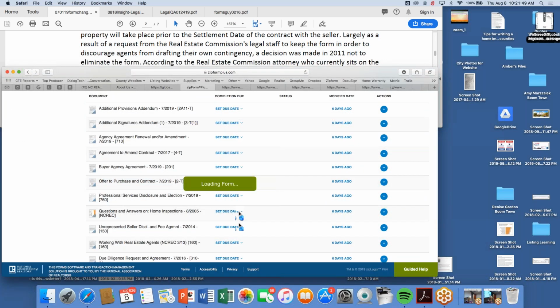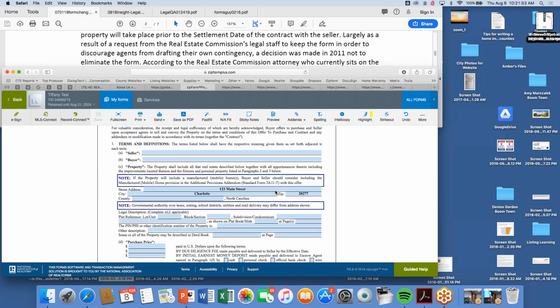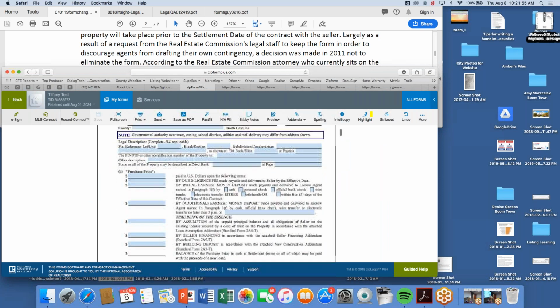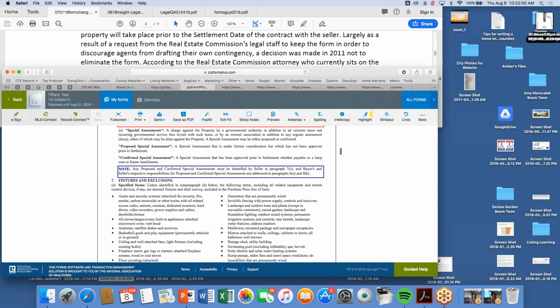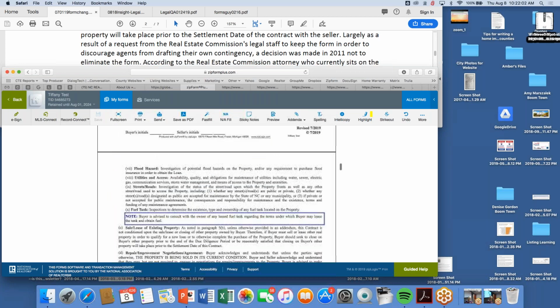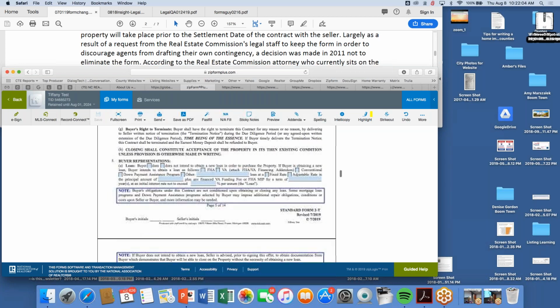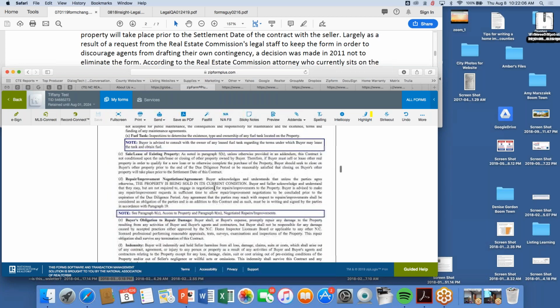So the new offer to purchase and contract, if we go to 4C, if this will load, I have this perfectly set up for you guys. Can you read this? So 4C is right here, sale and lease of existing property. Basically they made a new recommendation that you should not close until the end of the due diligence period.